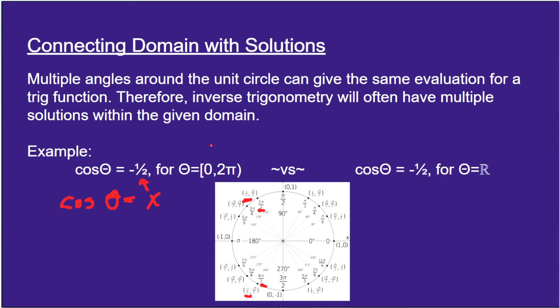Now, because my domain has been restricted to 0 to 2 pi, I actually only need to list solutions within a single loop of the unit circle. Remember, guys, the unit circle, one all the way around, is 2 pi radians, right? So by restricting my domain to 0 to 2 pi, I essentially am just being asked for solutions in one loop. So I would give them theta is equal to 2 pi over 3, comma 4 pi over 3.